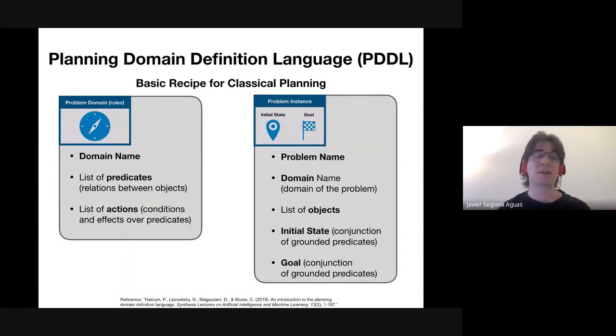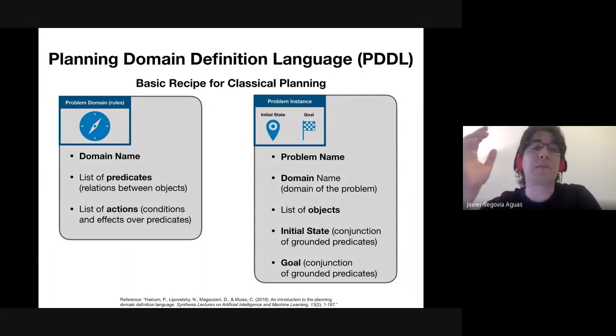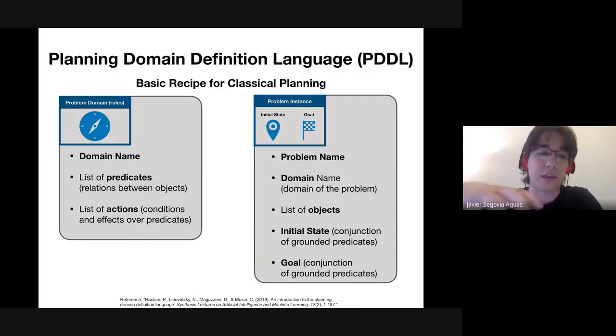Problems and domains are specified in the planning domain definition language, or PDDL. We have multiple versions depending on each planning paradigm, but a basic recipe for classical planning. For the problem domain, which are the rules, we have three components: the domain name, the list of predicates that are all relations between the objects, and the list of actions that we can apply in the world, which are conditions and effects over the predicates that we have above.